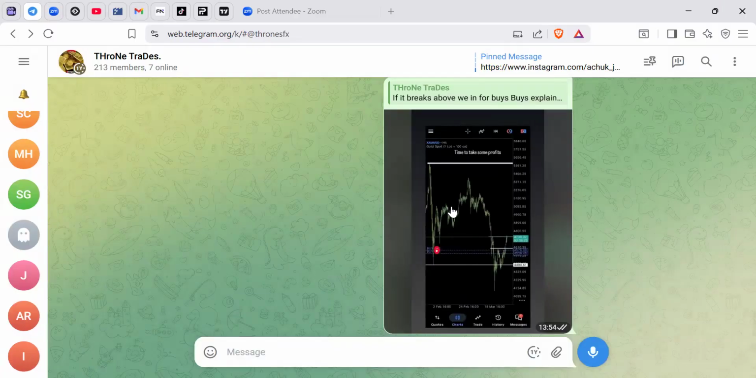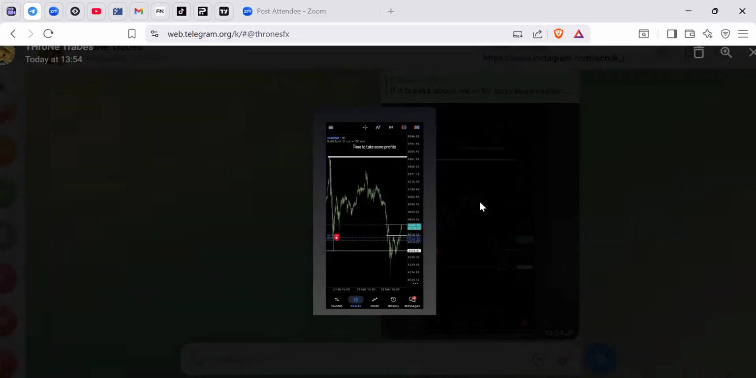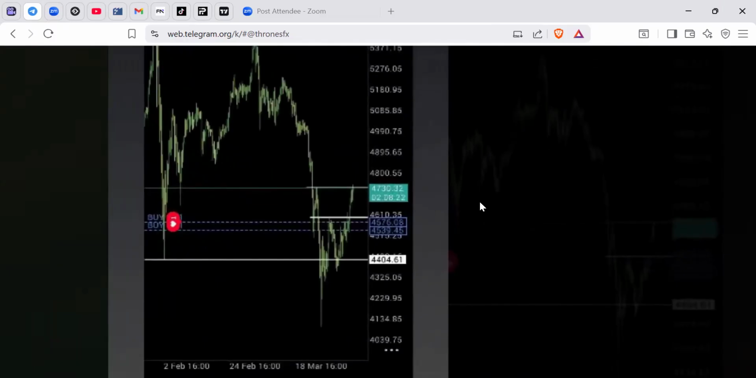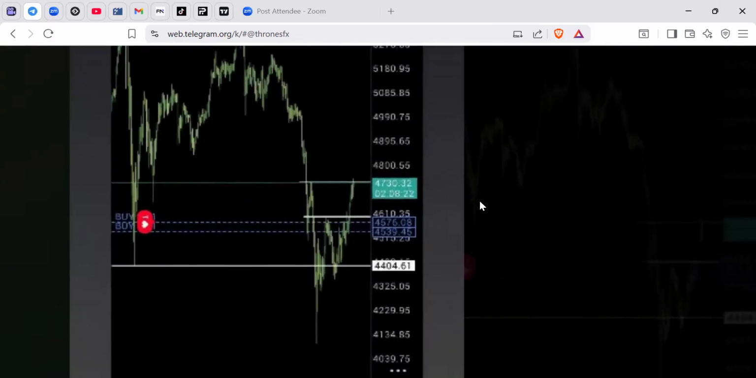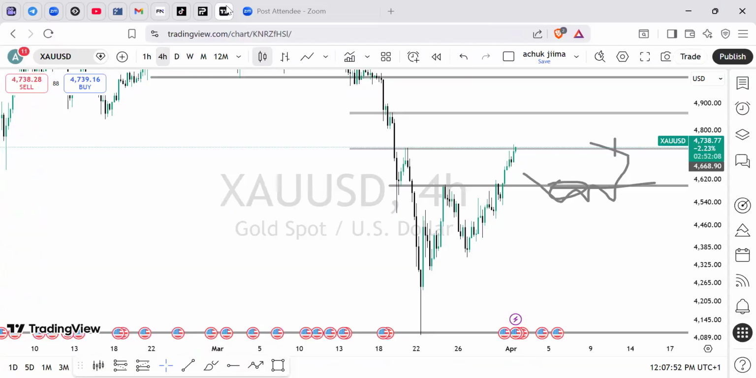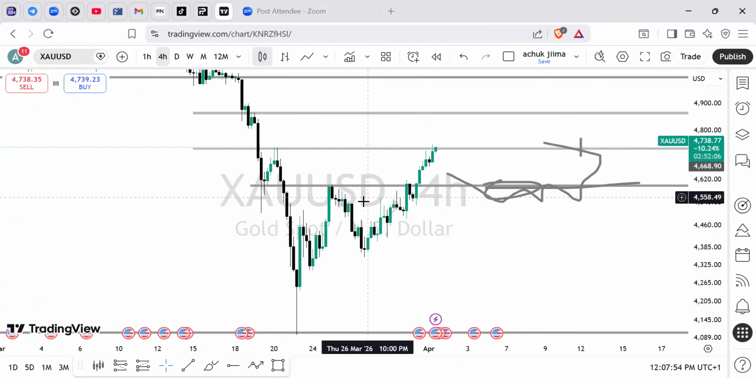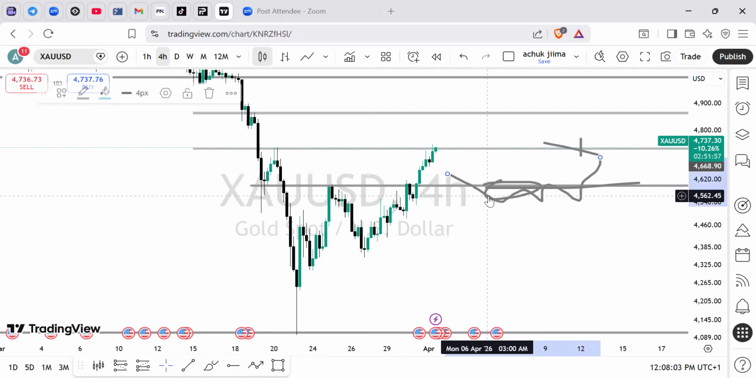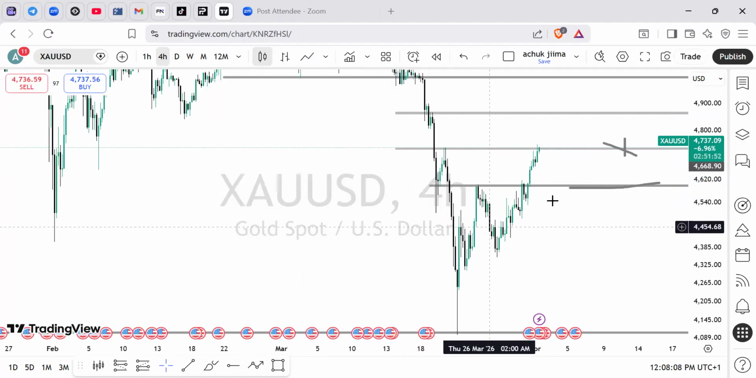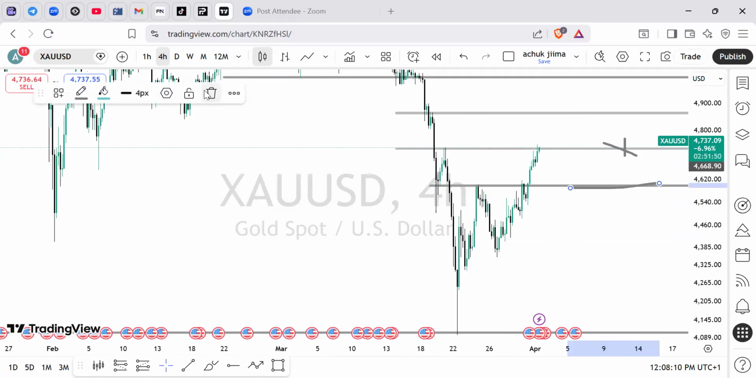So this is from the Throne Telegram group. The buy position was from 45, 76. We had two positions, 45, 76. So why did we have a trade around 45, 76 as a buy? Why did we have those buys around there? Let me explain that on the lower time frame so that we can know why we had to get that buy when we were thinking that the market was bearish.